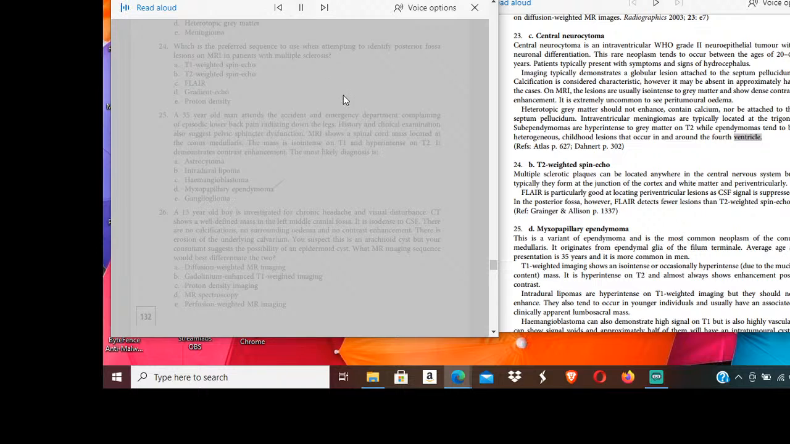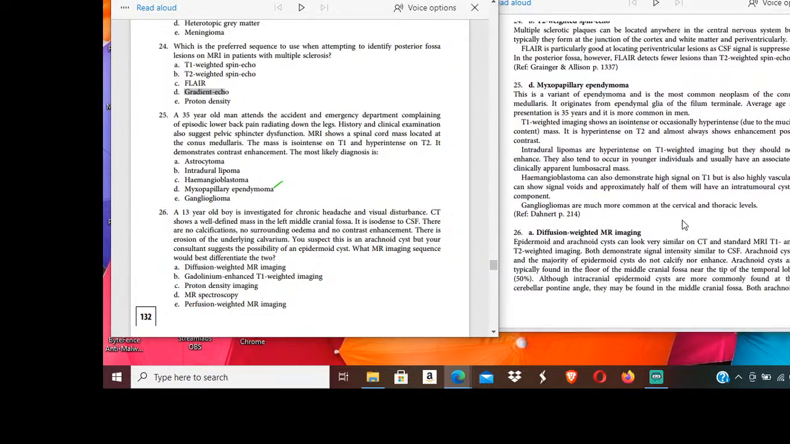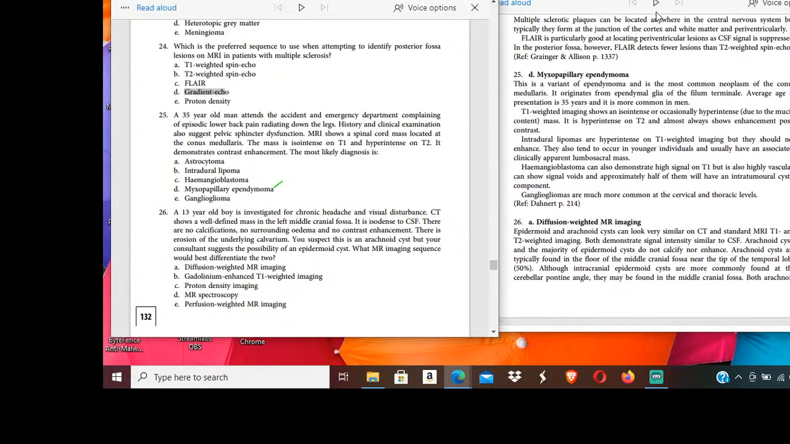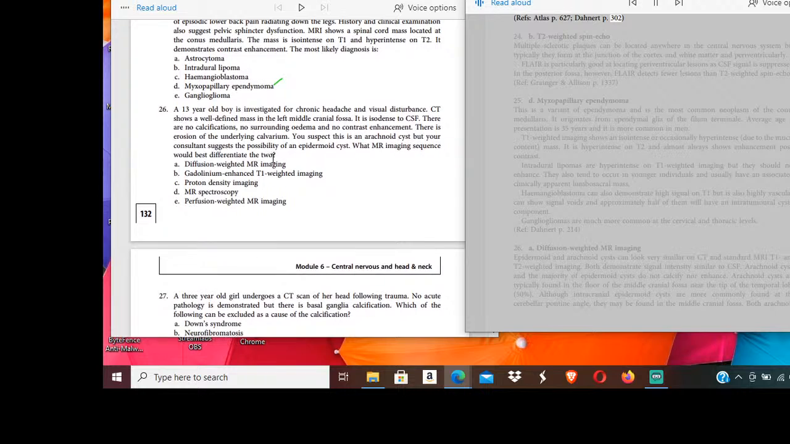D. Heterotopic gray matter. E. Meningioma. 24. Which is the preferred sequence to use when attempting to identify posterior fossa lesions on MRI in patients with multiple sclerosis? A. T1 weighted spin echo, B. T2 weighted spin echo, C. FLAIR, D. Gradient. Refs: Atlas p. 627, Dähnert p. 302.